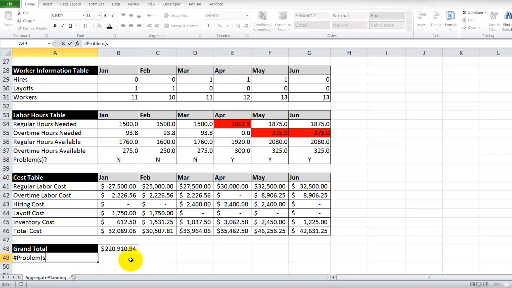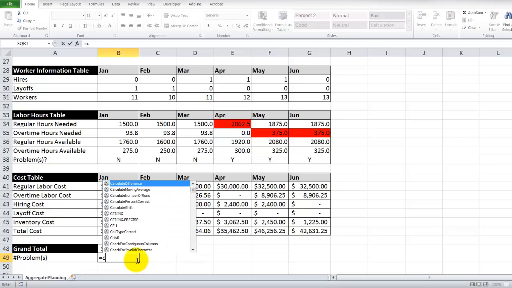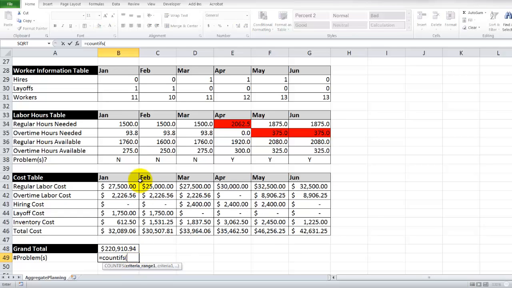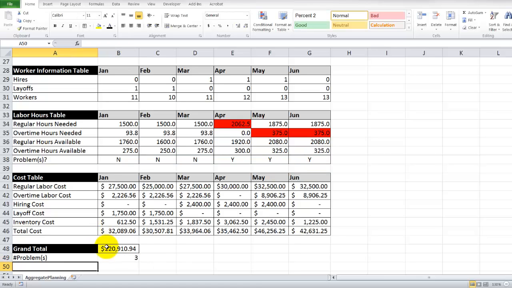I might also want to summarize the number of problems. And I could have just one, I could have more than one. So I'm going to document it like that. And I'm just going to simply do a COUNTIFS. And I want to look over this range, the criteria range, and count how many times I see the word yes. So in this case, my schedule that I am about to implement, let's just say in December, has 3 problems. Well, the idea is that we don't want any problems.